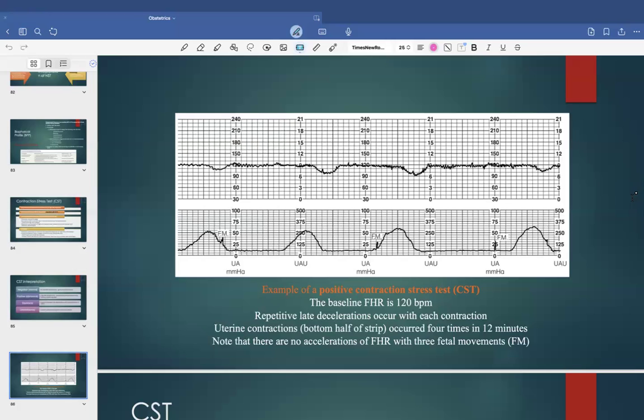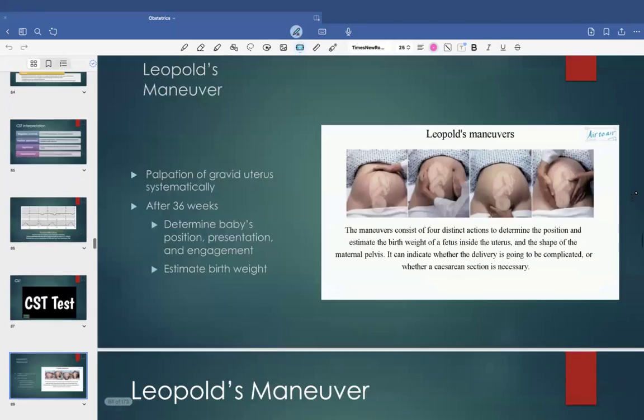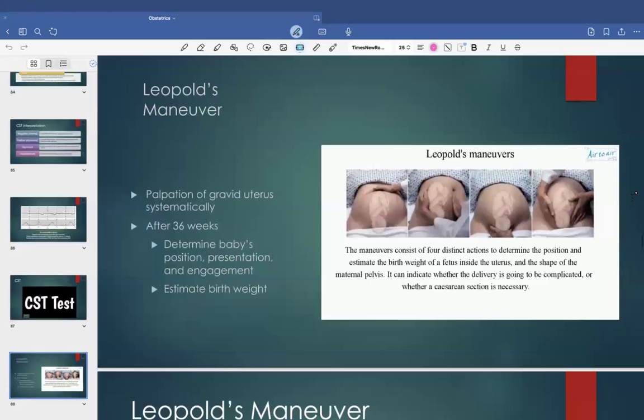Lastly, before we take our break, we'll talk about the Leopold maneuver. This is systematic palpation of a gravid uterus. After 36 weeks, it helps us to determine the baby's position, presentation, and engagement. It also helps us estimate birth weight. So we can think the baby's going to be about 5 pounds, 7 pounds, 9 pounds, 10.